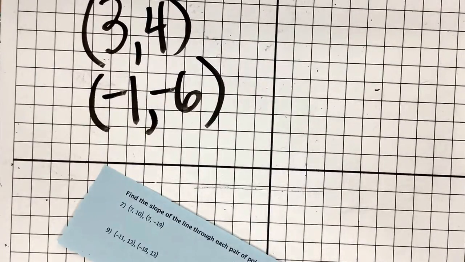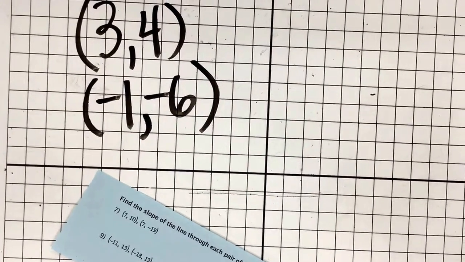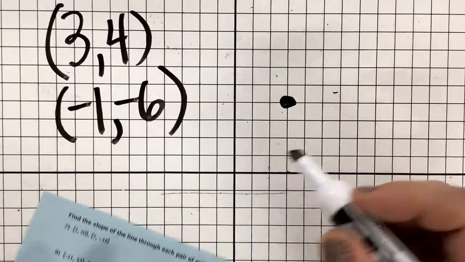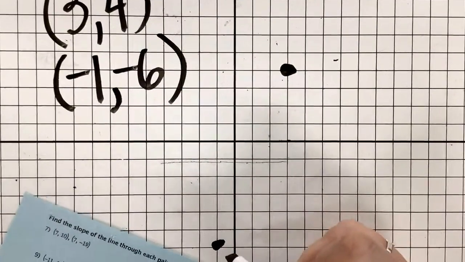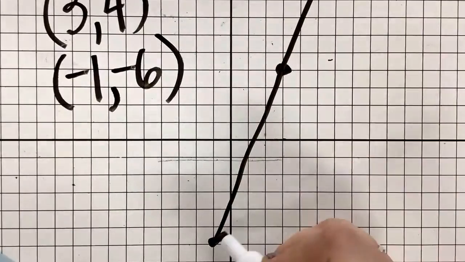Plot these 2 points. Use your graph. Plot these 2 points and find the slope. Simplified, right? So I'd have 3, 4, and -1, -6. There's my line, right?